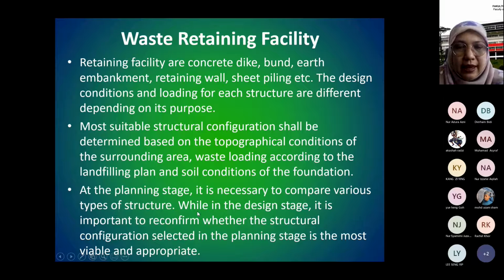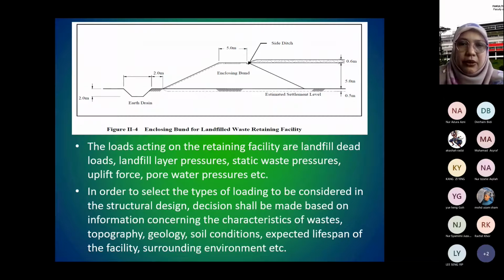While in the design stage, it is important to reconfirm whether the structural configuration selected in the planning stage is the most viable and appropriate. This is actually an enclosing barn of a landfill waste retaining facility. So this will be the waste being placed in the cell.